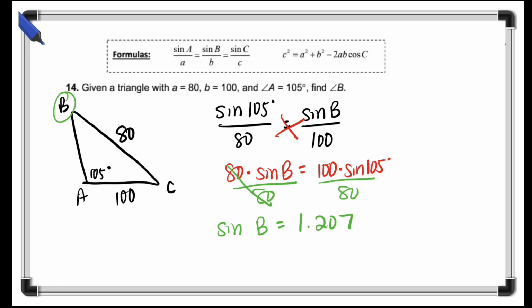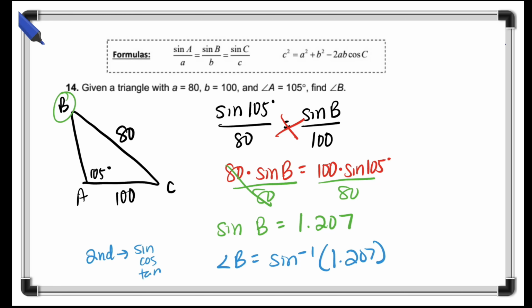So whenever you're trying to find an angle, you got to do the inverse. So whenever you try to find the inverse, you just press second, and then you press either sine, cosine, or tangent. So you can get the little -1. So when I try to find angle B, I would have to do the inverse sine of 1.207. So when you plug this into your calculator, you're actually going to get an error. So that means that that's not a real angle. So you do not have a triangle here.